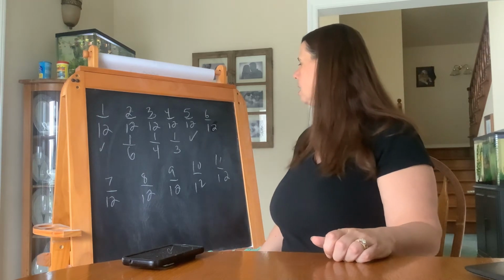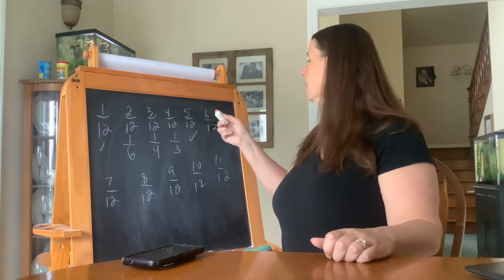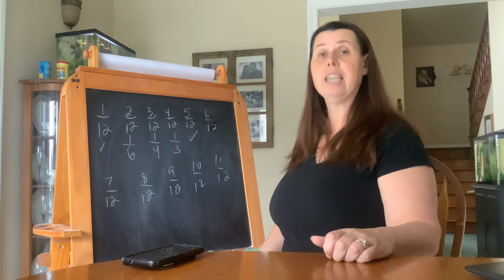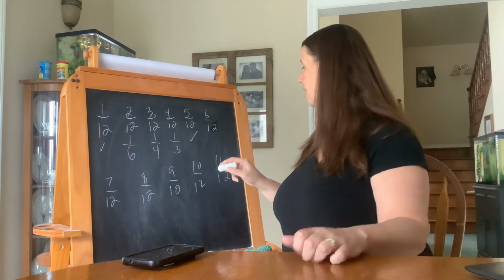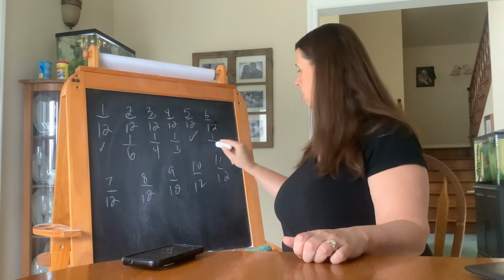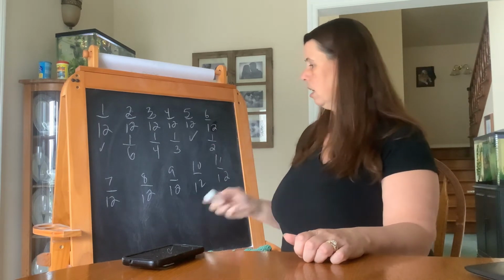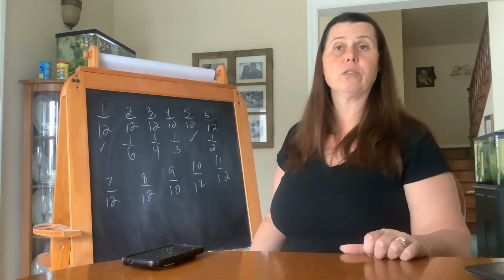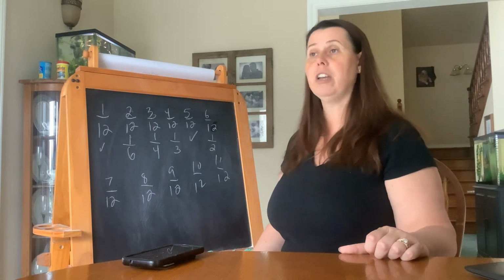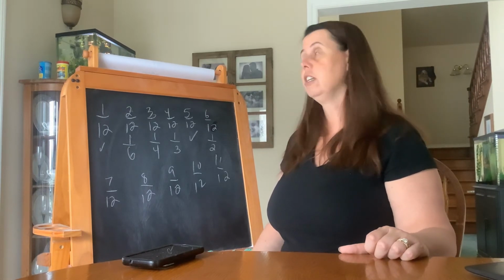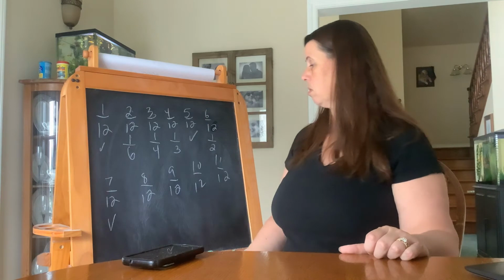6/12. So does 6 go into 12? Yes. So I'm going to divide them both by 6. 6 divided by 6 is 1. 12 divided by 6 is 2. 7/12. Does 7 go into 12? No. Is there another number that goes into 7 and 12? No. So that is lowest terms.